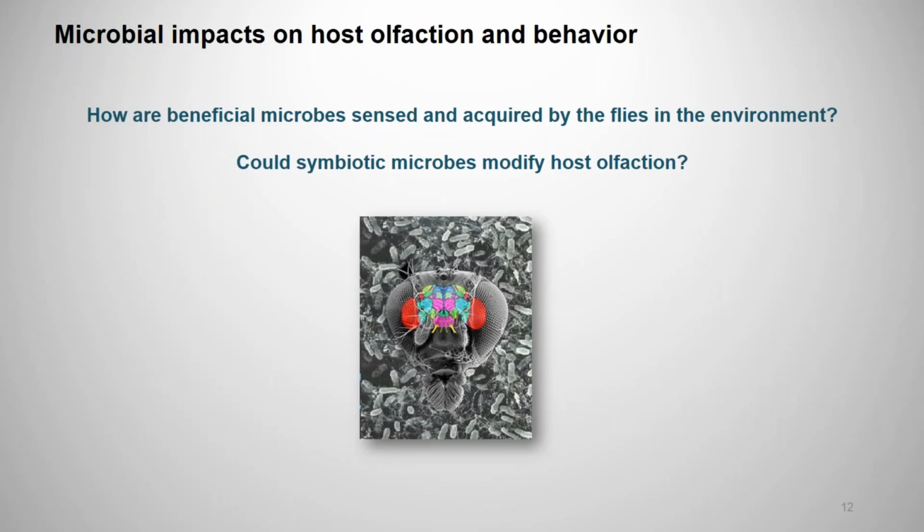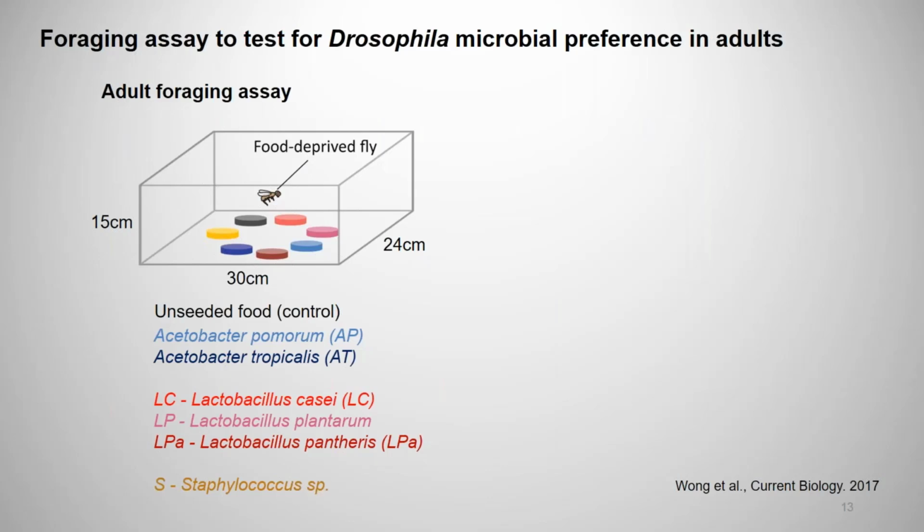And can the symbiotic microbiome modify or affect the host olfaction and behavior? To test those questions, we set up this four-choice assay. In these assays, we have Drosophila flies that have not been fed for a while, so that they don't have any food in their stomach. And then we place them into an arena with different food choices.